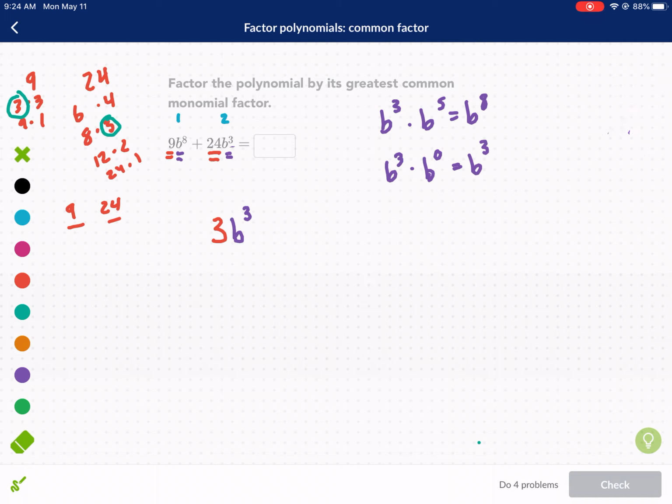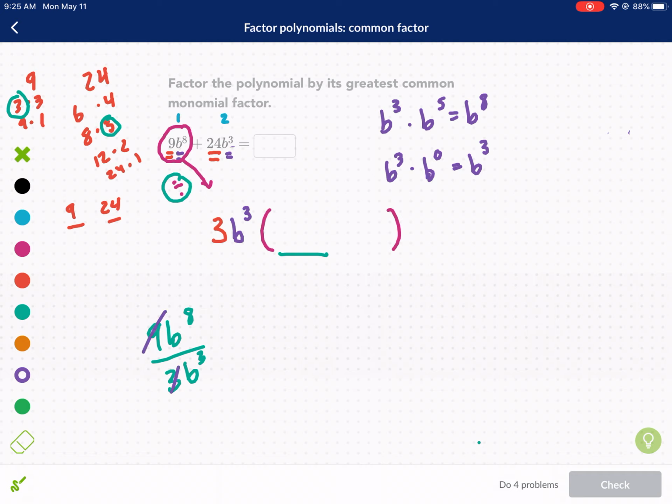Okay, so once you write your common factors, you're going to make your parentheses, and you're going to do the first term divided by 3b cubed, which is your greatest common factor, to get what goes here. You do this division, and that answer goes in the first slot in the parentheses. So we do 9b to the 8th divided by 3b cubed.